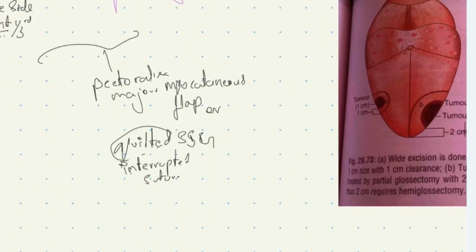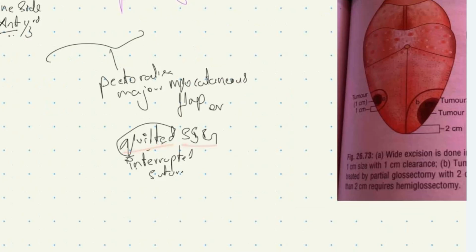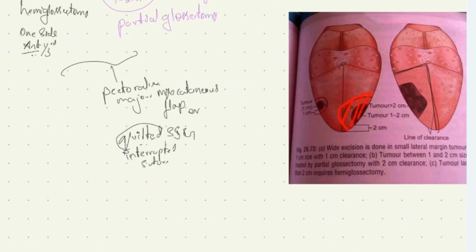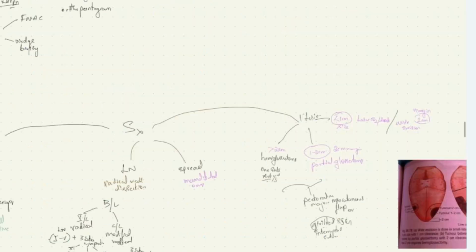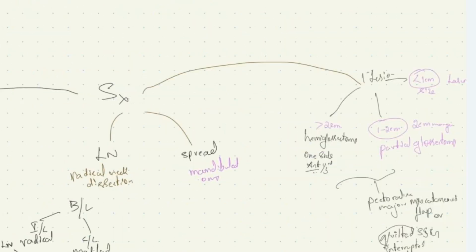What is quilled split screen grafting? Along with placement of the split screen graft here, we will fix this graft into the surrounding tissue by using interrupted sutures, that is called quilled split screen grafting. Now, if there is spread to the mandible, we perform mandibulectomy, whether it is marginal or segmental mandibular resection.